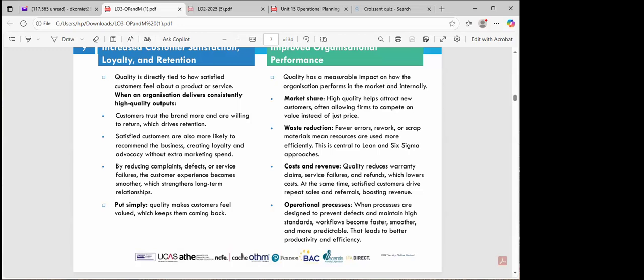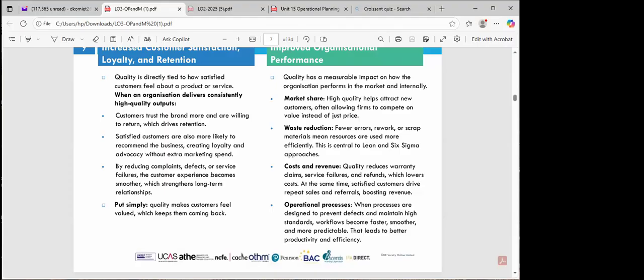Cost and revenue. Quality reduces warranty claims, service failures, and refunds, which lowers costs. At the same time, satisfied customers drive repeat sales and referrals, boosting revenue. So people are happy, customers are happy. They don't come for refunds and they don't come for claims, and in the long run it increases revenues.